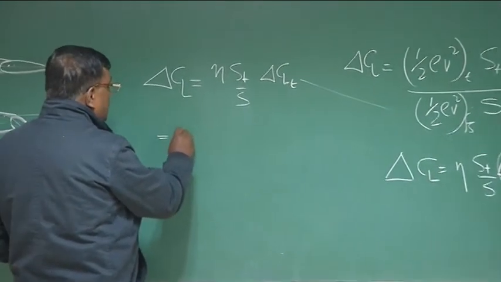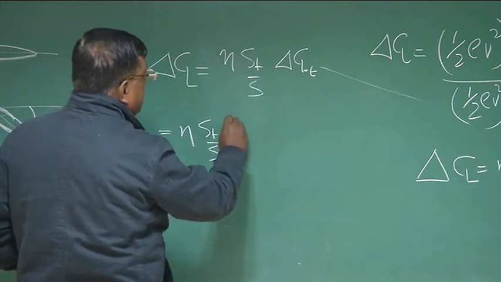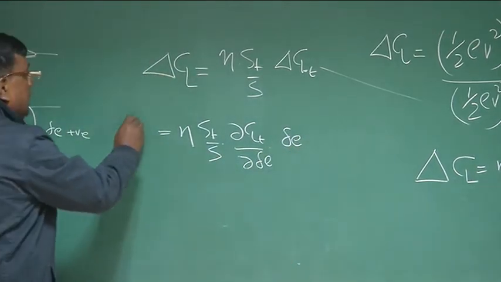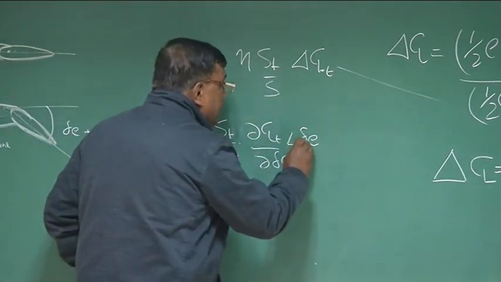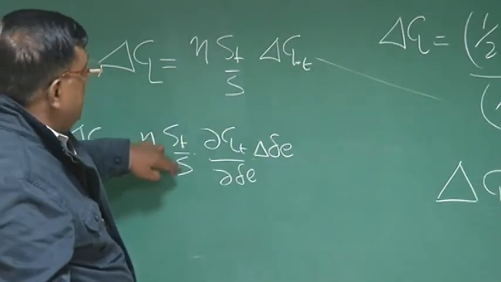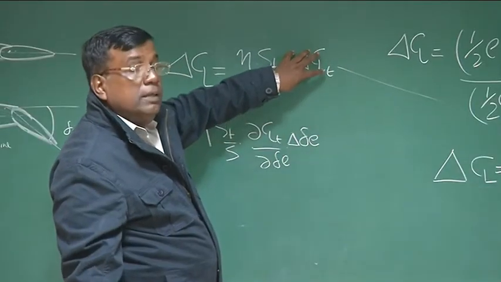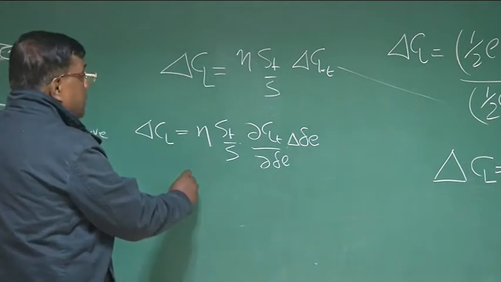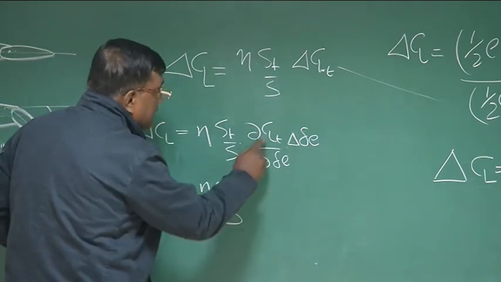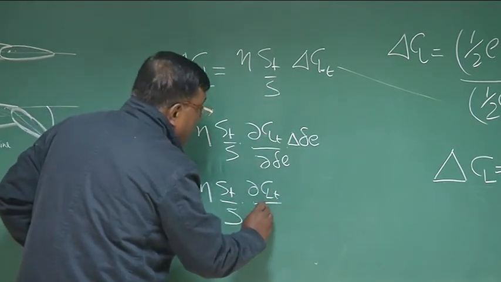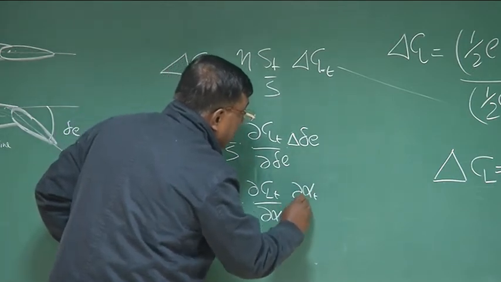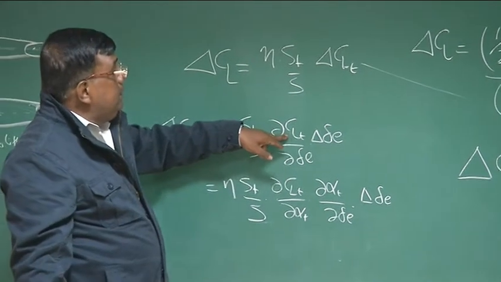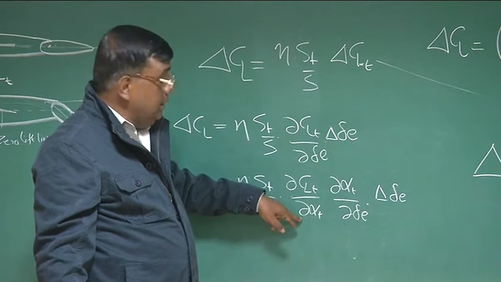So now this I write as eta ST by S, and delta CLT I write as dCLT by d delta E into delta E. That is the delta CL. And to be more precise, because this is additional, I again put delta here. Is it clear what I have done? Eta ST by S for delta CLT because of change in elevator deflection, which I am saying delta delta E. Then I am writing dCLT by d delta E into delta delta E. So this gives me eta into ST by S, and this I write differently: dCLT by d alpha t into d alpha tail by d delta E into delta delta E. What I have done is I have just broken dCLT by d delta E using dCLT by d alpha t and d alpha t by d delta E.